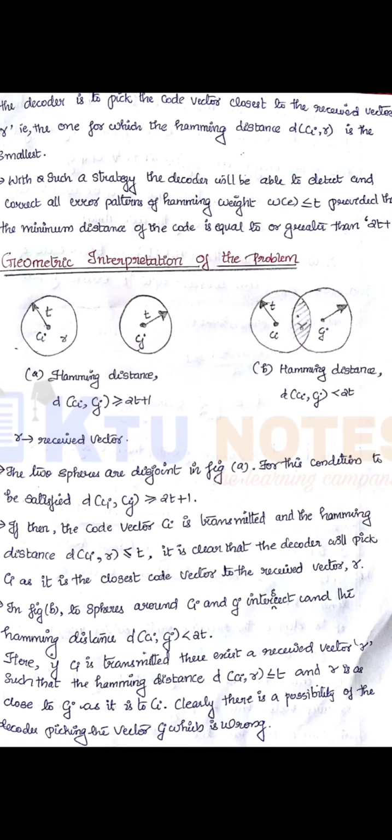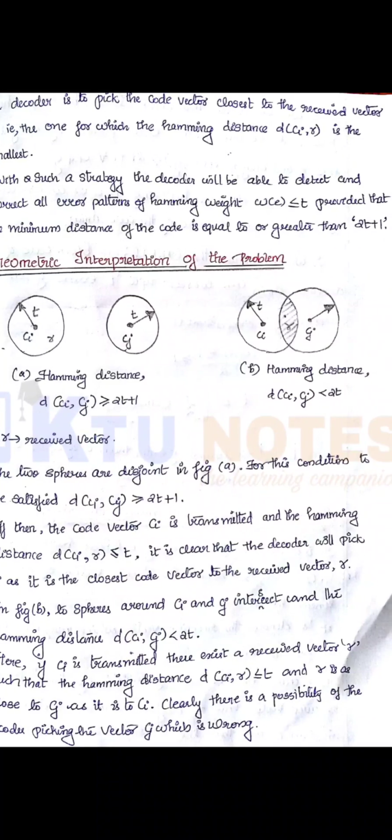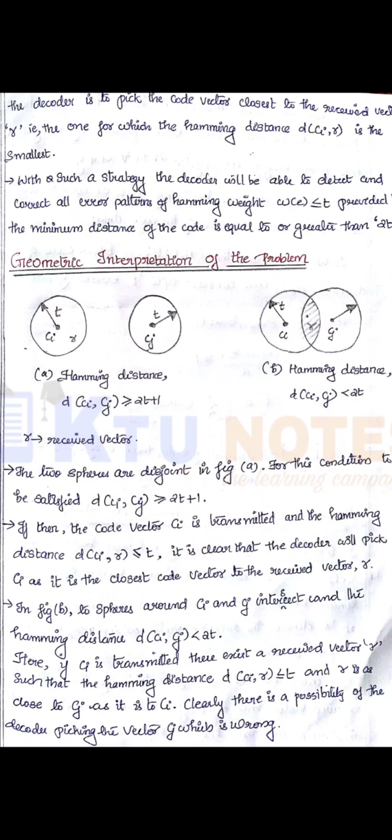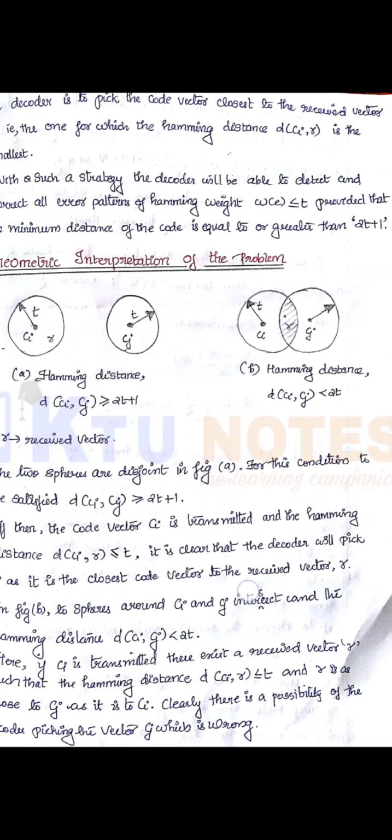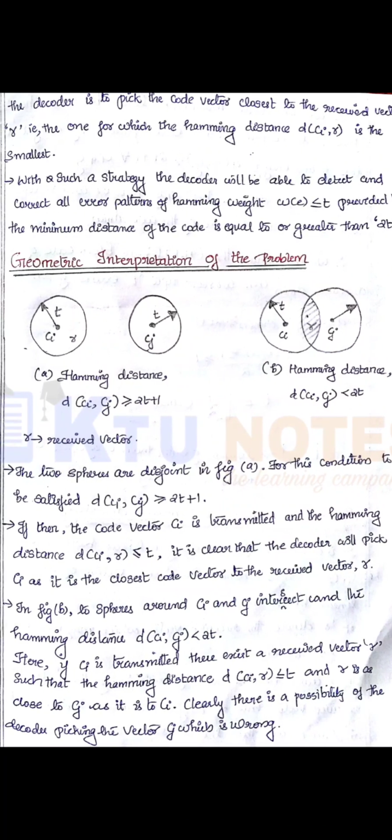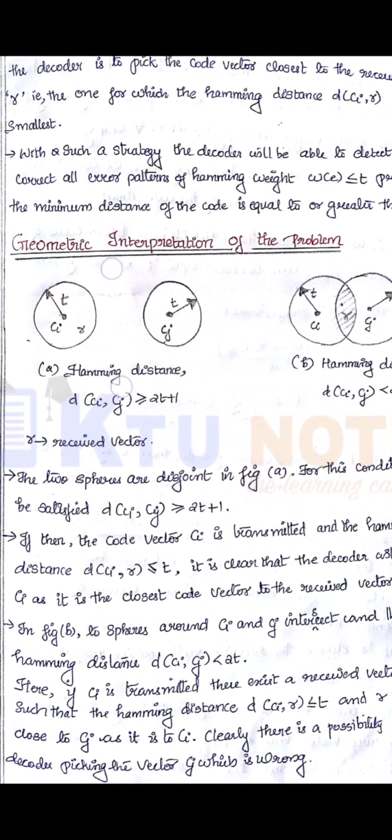Okay, so the two spheres are disjoint in figure A. For this condition, the distance between Ci and Cj is greater than or equal to 2t. If the code vector Ci is transmitted and the Hamming distance d(Ci, r) is less than or equal to t, it is clear that the decoder will pick Ci, as it is the closest code vector to the received vector r, and Cj is very far from r. So if r is received, we only select Ci.